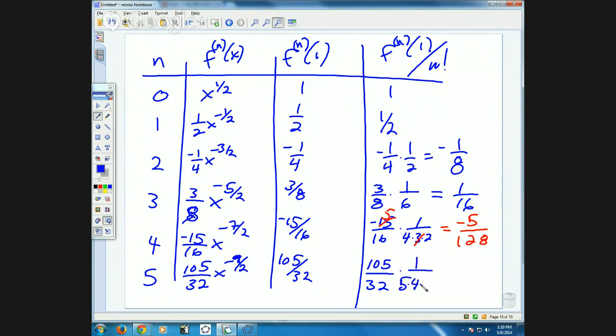5, 4, 3, 2. Okay, so let's see. 3 goes into that, and 5 goes into that, and I think that leaves 7 behind in the numerator. What's 105 divided by 5, then divided by 3? Should be 7. Positive 7 over, let's see, 32, 64, 128, 256.